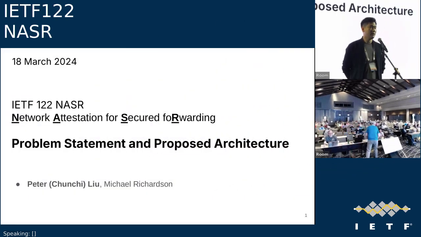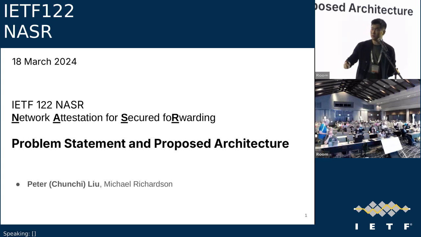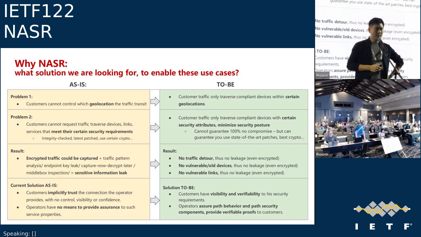Thank you. I'm Peter, and I want to explain the problem statement and proposed architecture before everyone has a lot of questions. So I'd like to finish this part, and then we can have all those discussions. Following Diego's use cases, I want to summarize and consolidate those into 2 problems. Problem 1 is that the customer really cannot request or control which geolocation it wants to go to.